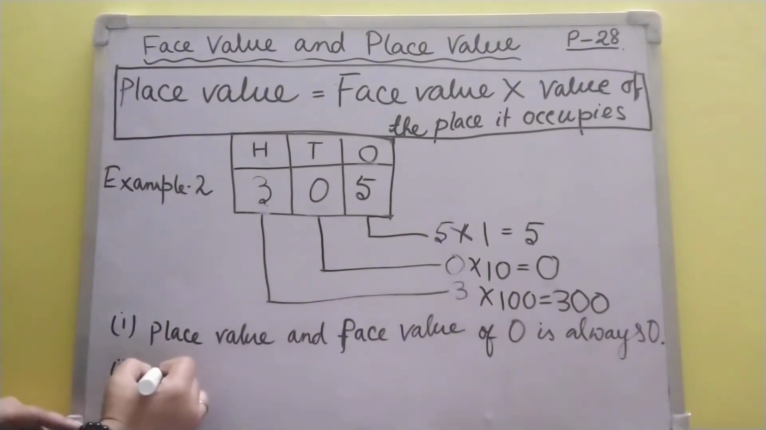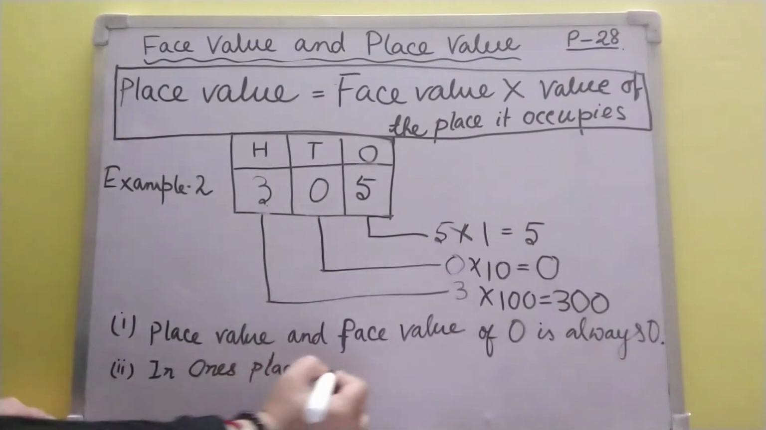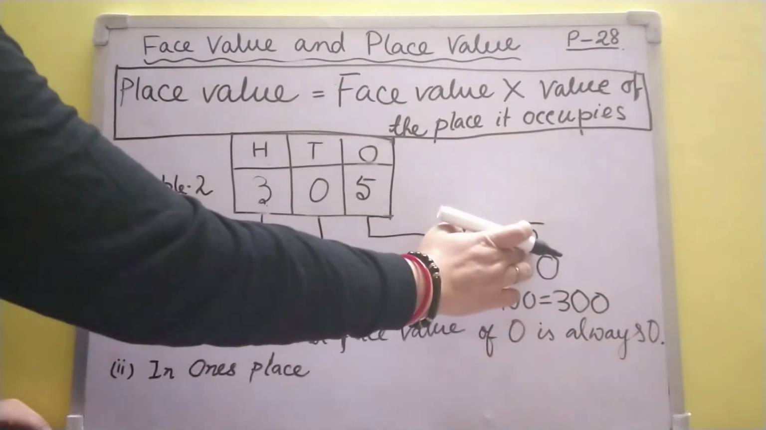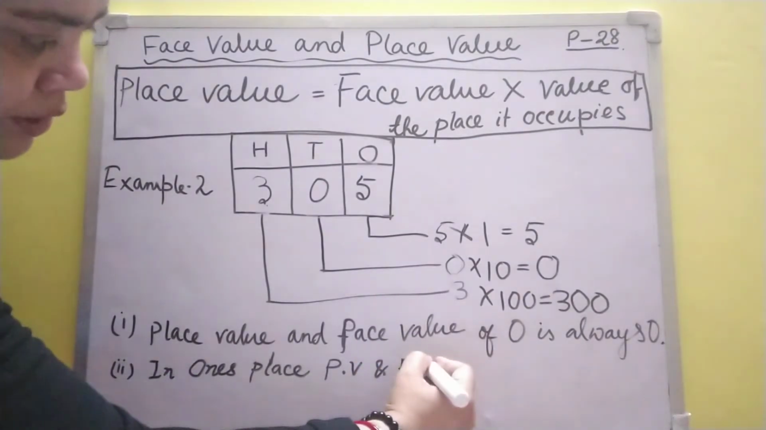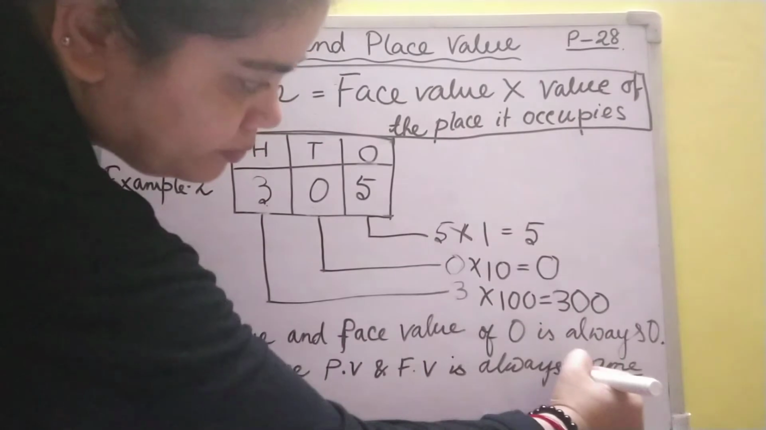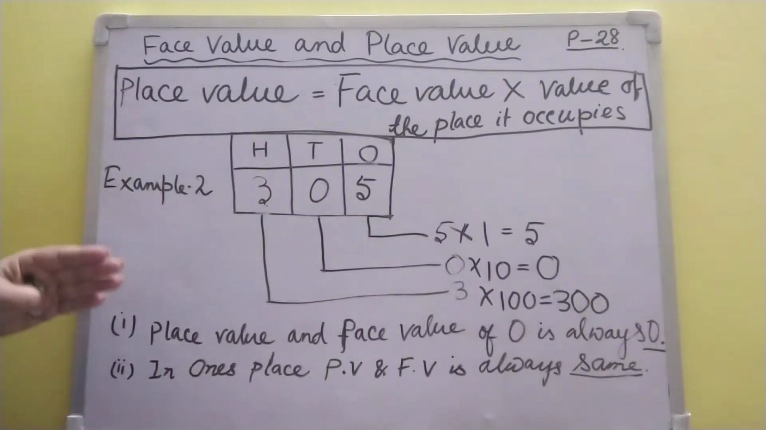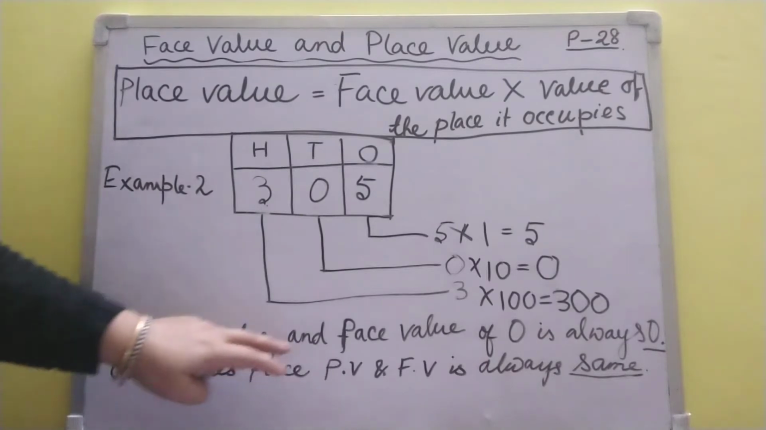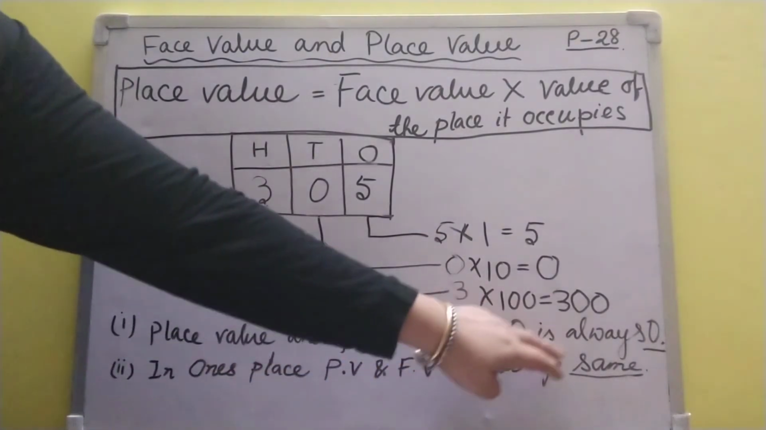Number 2, what we have learned? In the ones place, because we are always multiplying by 1, the place value is the same. In the ones place, place value and face value are always the same. So these two you have to remember. In this exercise, we have learned three things: place value, the formula of place value, and two things we have to remember: place value and face value are the same in the ones place, and number 2, place value and face value of 0 is always 0.